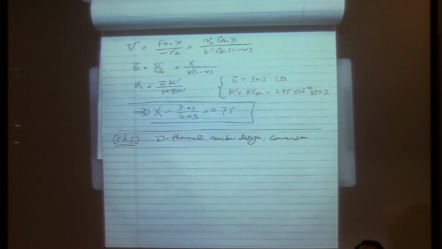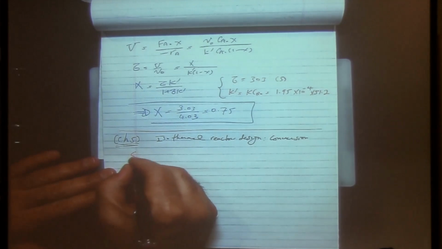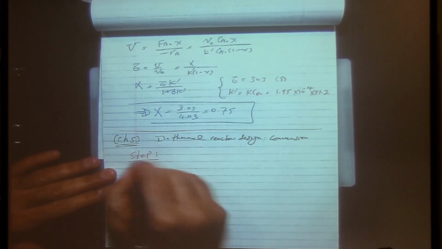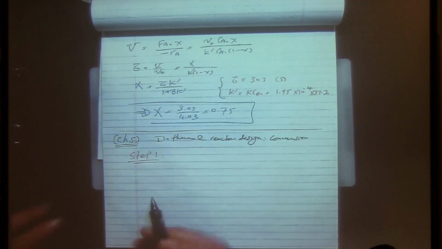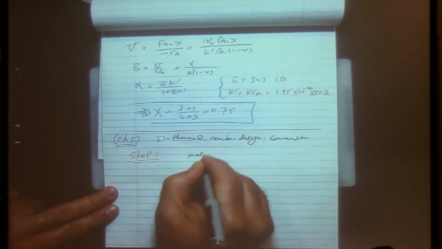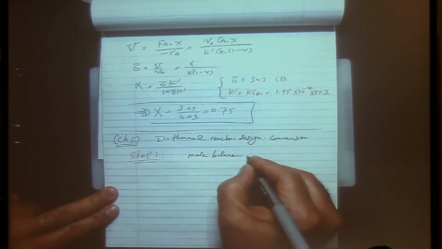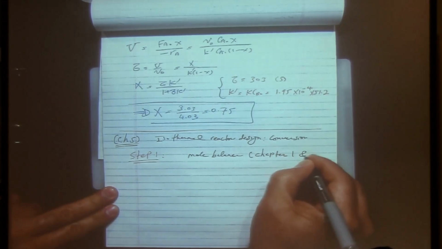So just to strategically look at this, how we approach this problem. We define 5 steps. Okay. So step number 1, I'm going to just have all these examples to this one and show you how to do it. Step number 1 is mole balance, which is basically chapter 1 and 2 of your book.